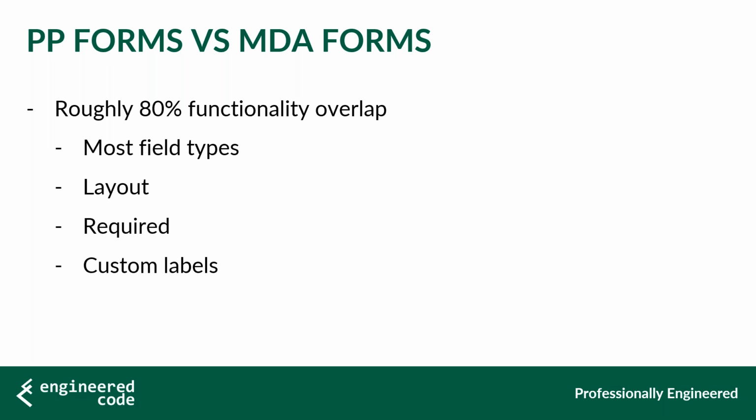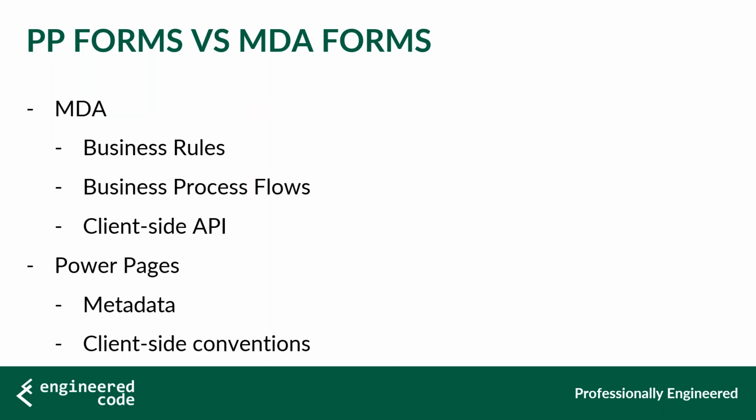It's also going to respect things like if you've made a field required. If the field is required on your model-driven app form, it's going to be required on Power Pages. If you put a custom label on that particular field, it's going to support that. So for the most part, it's not identical, but they're very similar. What you build on your model-driven app form is, for the most part, what you're going to see on your Power Pages form. Now, here are some of the differences.